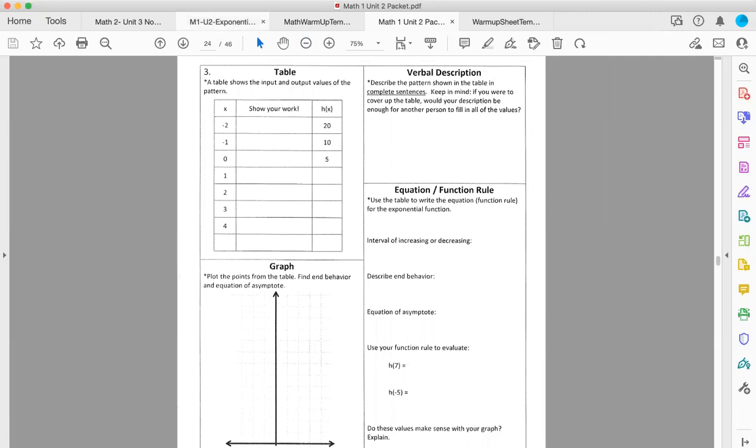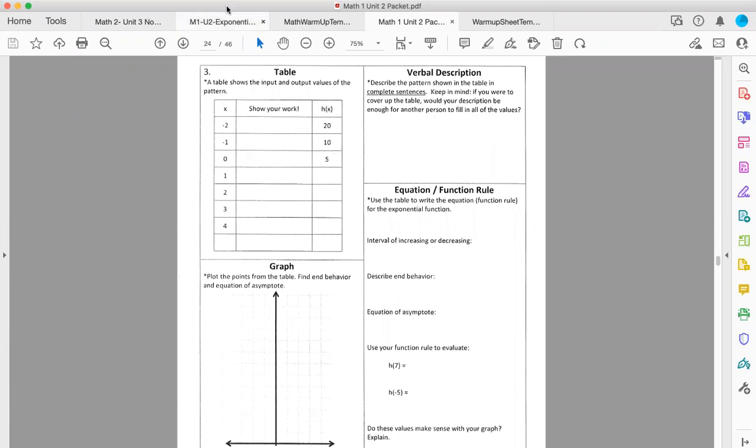So for this one, it says, remember you have different representations. You have a table, a graph, a verbal description, or an equation and rule. In this case, they chose to complete some values in the table. So that's where we start, right? We start with the table. So the table says, for negative 2, you have 20. For x equals negative 1, you get 10, and so on.